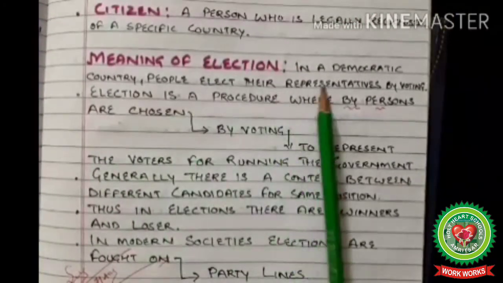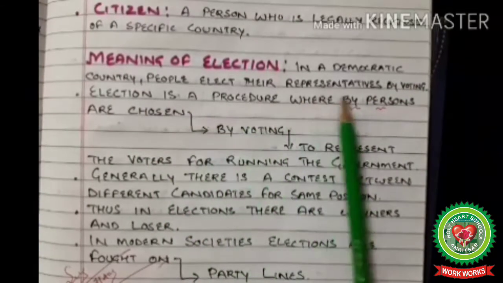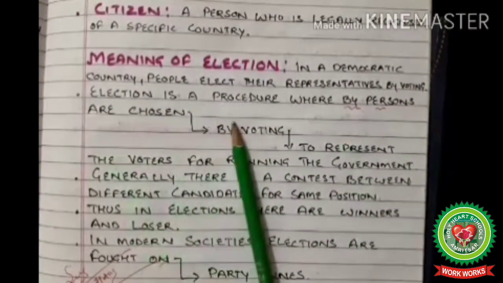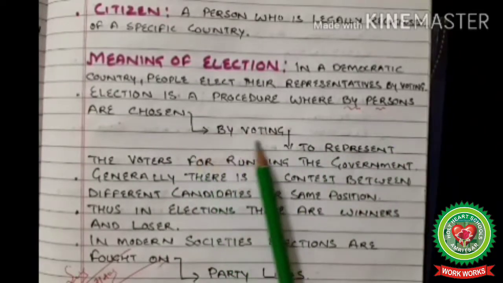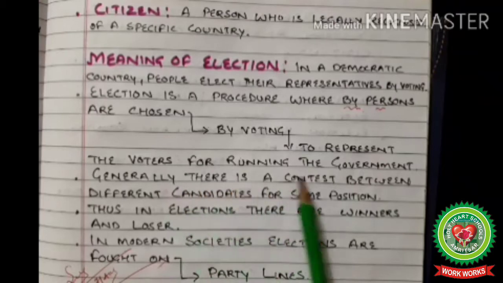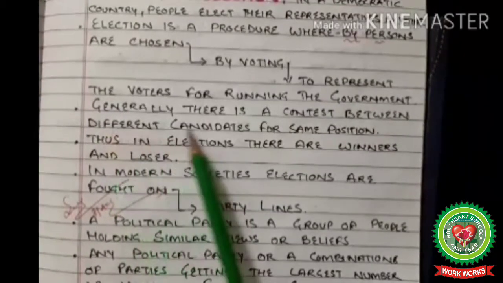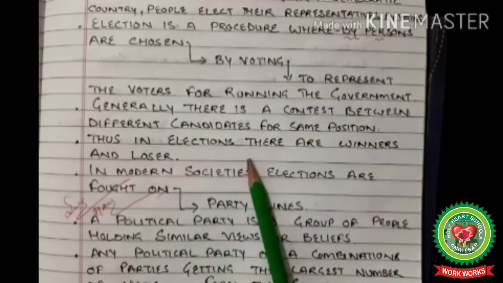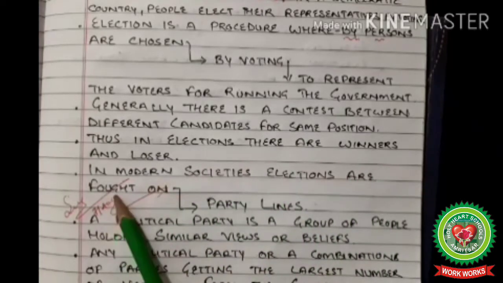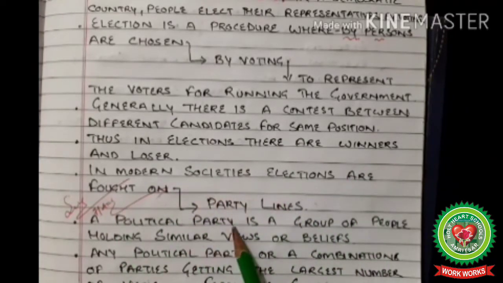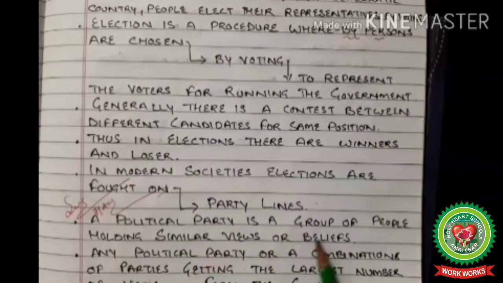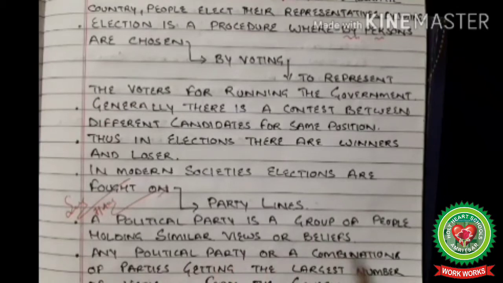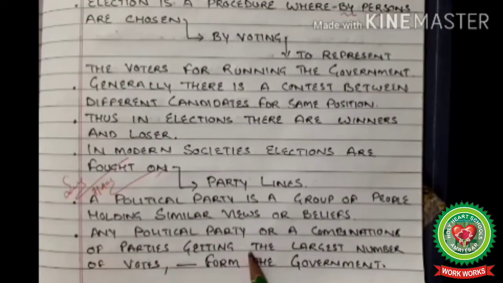Meaning of election. In a democratic country, people elect their representative by voting. Election is a procedure whereby persons are chosen by voting to represent the voters for running the government. Generally, there is a contest between different candidates for the same position. Thus, in election, there are winners and losers. In modern societies, elections are fought on party lines. A political party is a group of people holding similar views or beliefs. Any political party or a combination of parties getting the largest number of votes form the government.